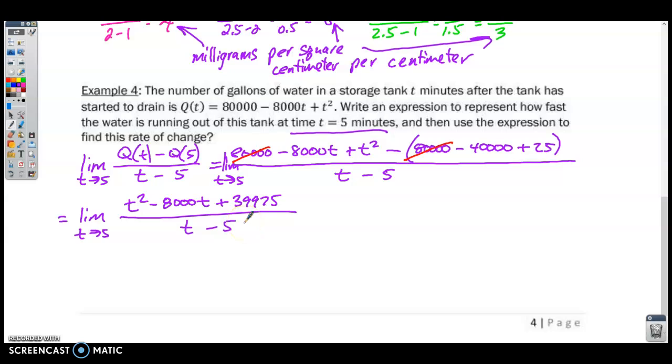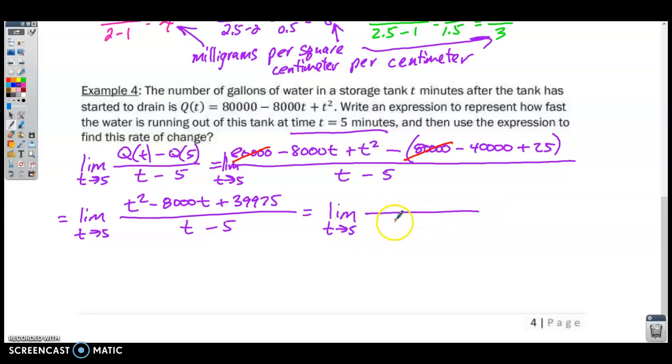Now I'm going to try and take this limit algebraically, and when I do, I try to substitute 5 into the numerator and 5 into the denominator. If I substitute 5 into the numerator, I get 0. If I substitute 5 into the denominator, I get 0. So this is one of those 0 over 0 indeterminate forms. So I'm going to want to factor and cancel in order to find this limit algebraically.